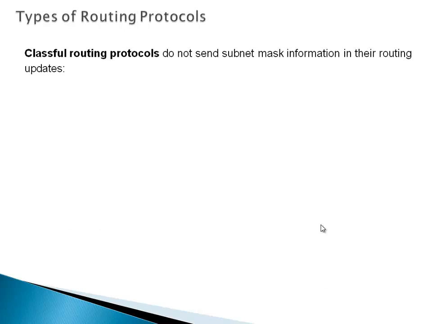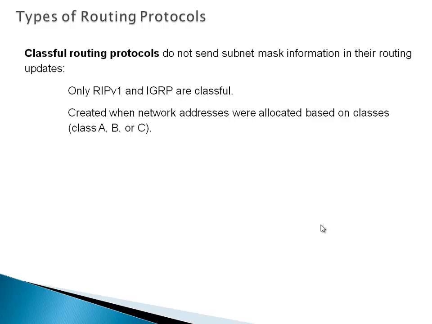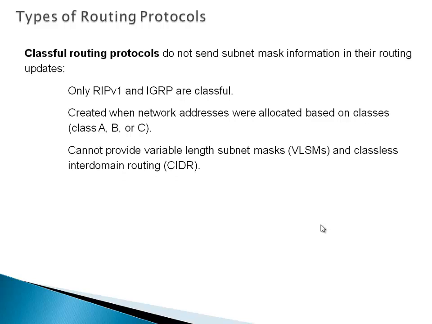Types of routing protocols: we have classful routing protocols. These classful routing protocols do not send the subnet mask information in their routing updates. Classful routing protocols, we have only RIP version 1 and IGRP, both obsolete. Created when network addresses were allocated based on classes, class A, B, or C. These cannot use variable length subnet masks and classless interdomain routing, CIDR.